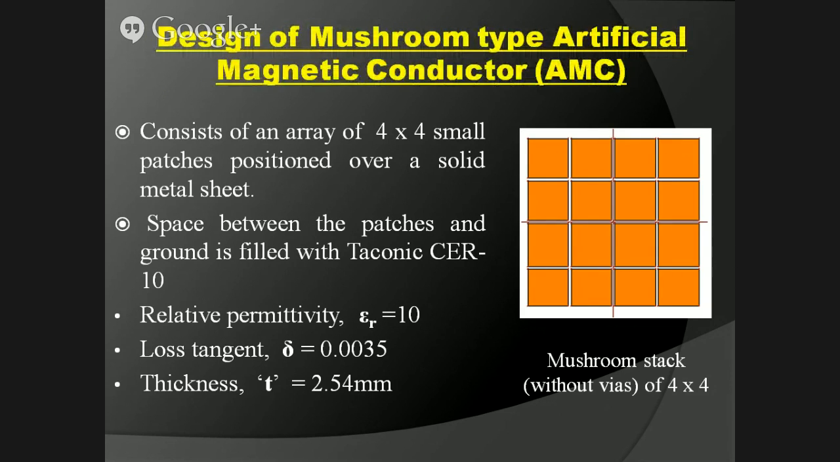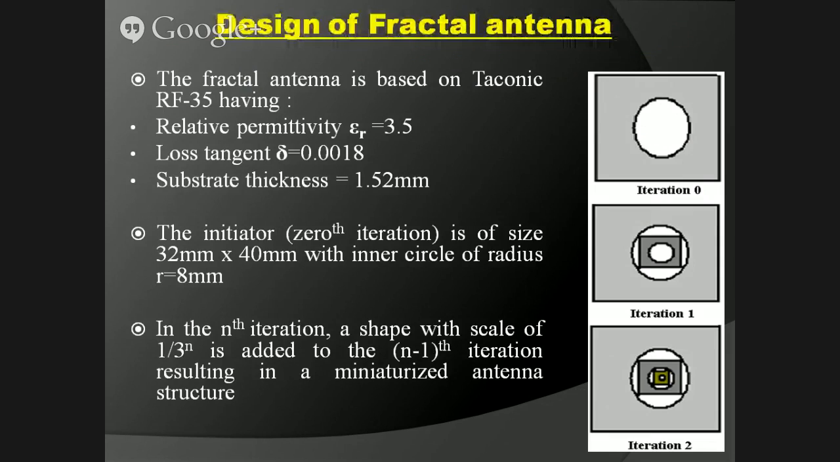So the first thing was to design a mushroom type AMC. It consisted of an area of 4x4 patches. The space between the patch and the dielectric was filled with Taconic CR10, permittivity 10. The dissipation factor was 0.0035. Thickness was 2.54 mm.